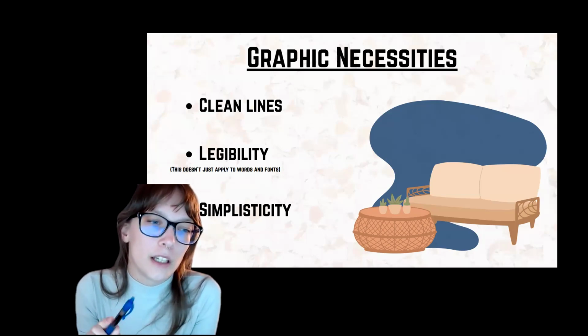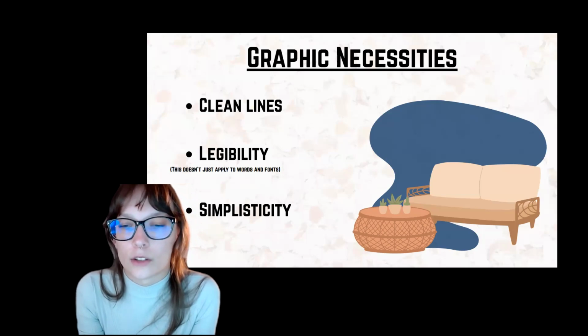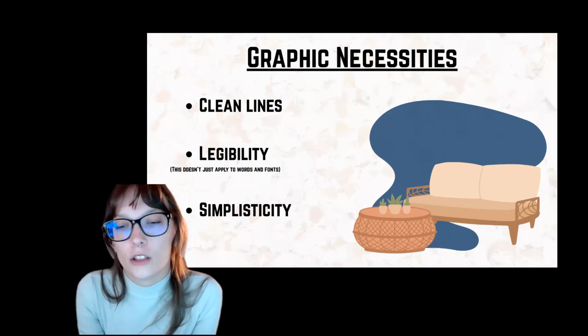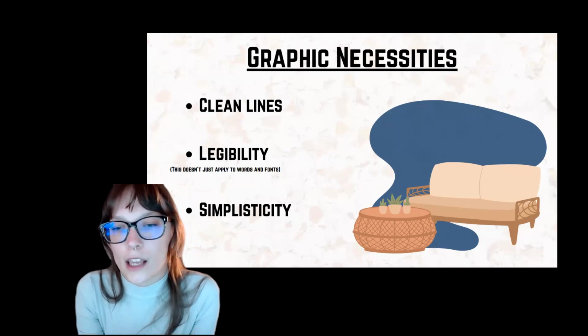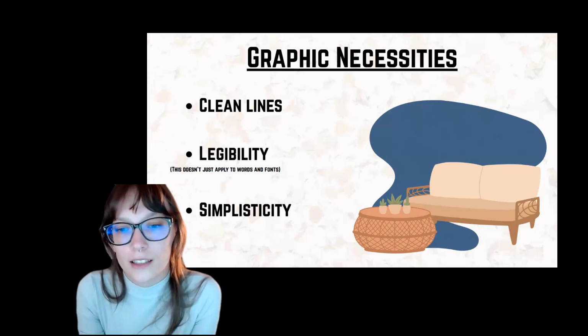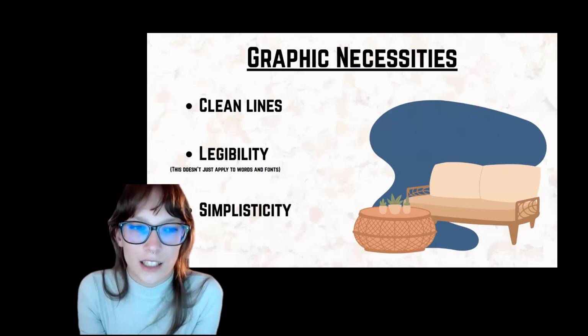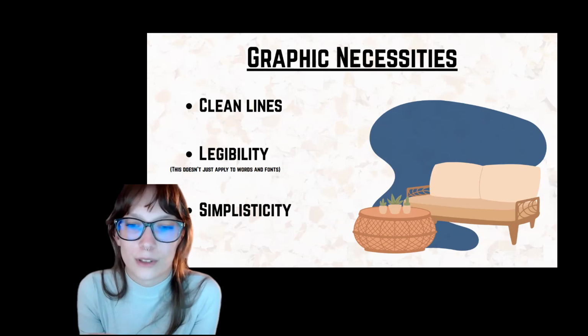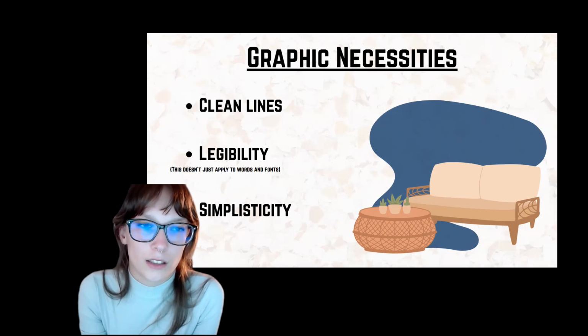Legibility especially does not just apply to your words and your fonts. This also applies to imagery. So this plant, for example, on this table, you see that it is a plant, it is down to its simplest form, and you still read it as a plant. It doesn't need a whole bunch of detail in it. So those are three main things to keep in mind.